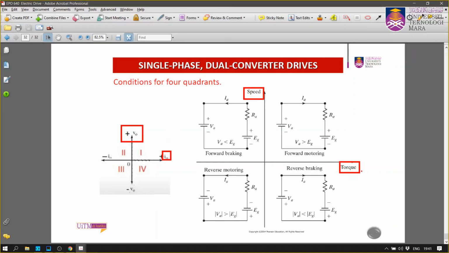Right? Okay. So we're going to look at the example in the next video, inshallah. Okay. And do not forget to watch the YouTube explanation, again, on the dual converter drive.